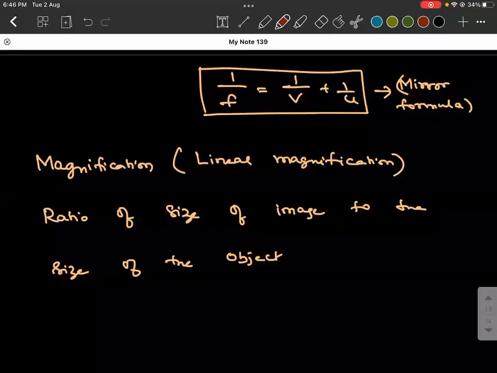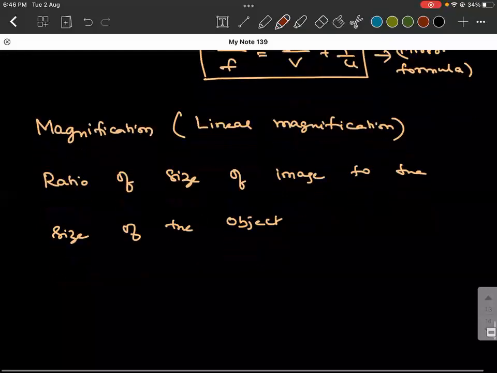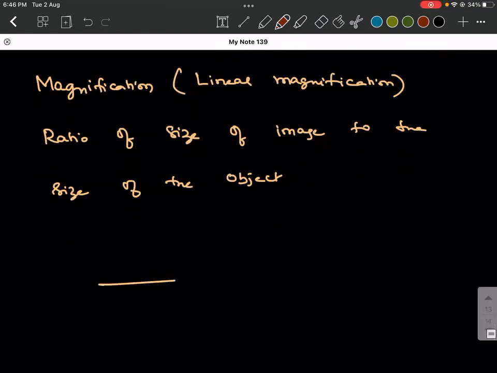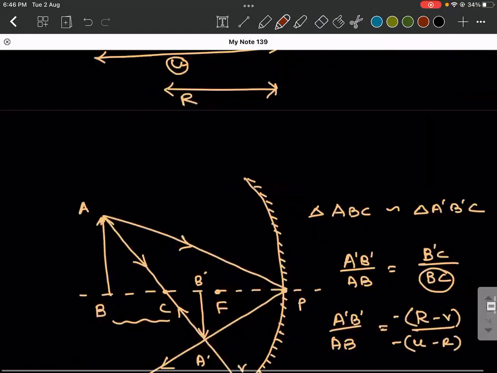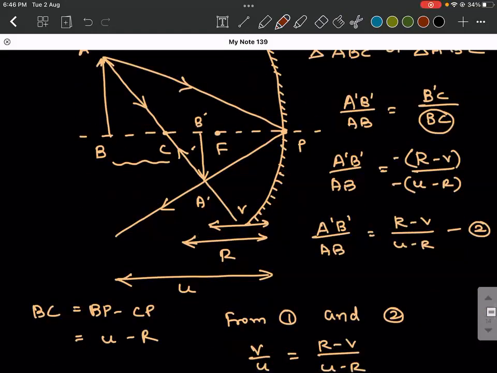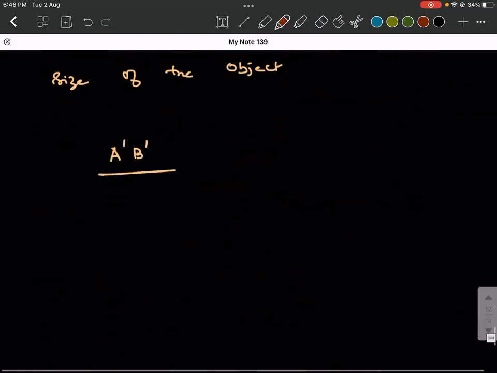Sorry, guys. We'll continue. So we are discussing magnification, right? It is the ratio of the size of the image to the size of the object. So ratio of what is the size of the image? A dash B dash. So look at the diagram. A dash B dash is the size of the image. Size means height.